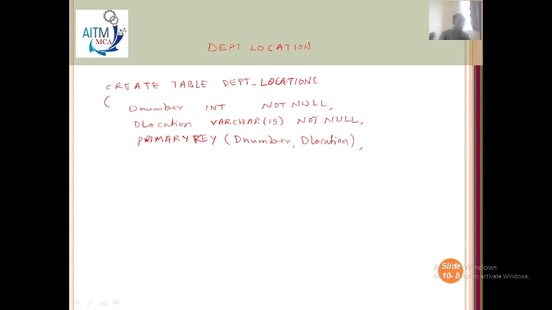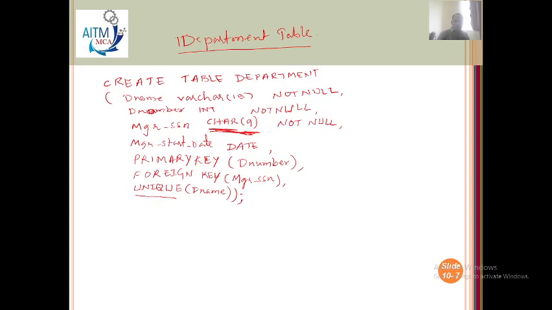In the previous table, we just mentioned it here. Foreign key. Which is the foreign key? DNUMBER is a foreign key. But here it is not complete. Here we should mention from which table. References. See here, references.